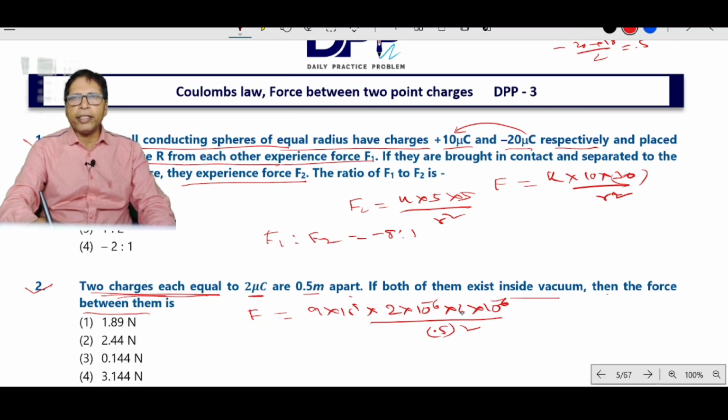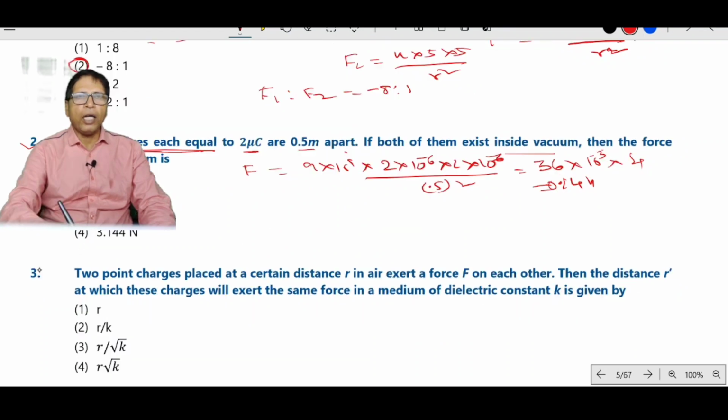So this is 4, 36. This is 36 into 10 to the power minus 3 into 0.5 whole square. So this is 4. So 144, that is 0.144 is the magnitude of force between the two charges. Option 3 is correct.